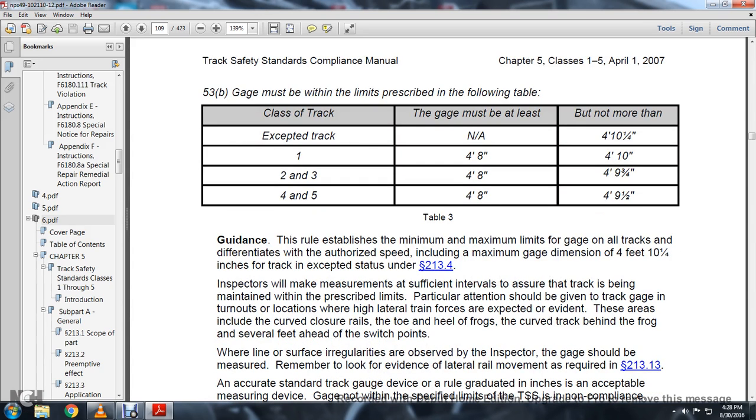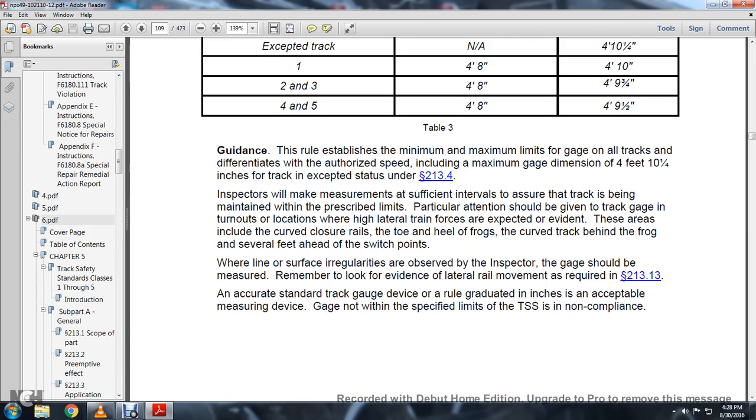The guidance of the rules establishes the minimum and maximum limits of the gauge of all tracks for the authorized speed, including the maximum gauge dimension of 4 foot 10 and a quarter inch for track inspected for status under 213.4. Inspectors will measure the gauge at sufficient intervals to assure the track is maintained within the prescribed limits. Particular attention should be given to track gauge at turnout locations, where high lateral train forces are evident. The areas include the curvature, crossing rails with the toe and heel of the frog, curved track behind the frog, and several feet ahead of the switch point.